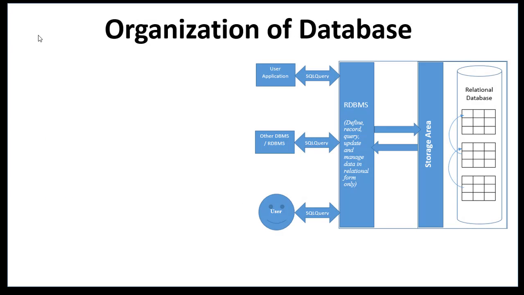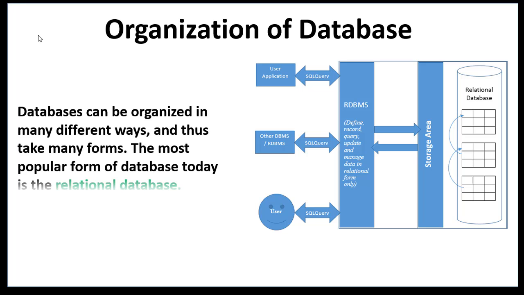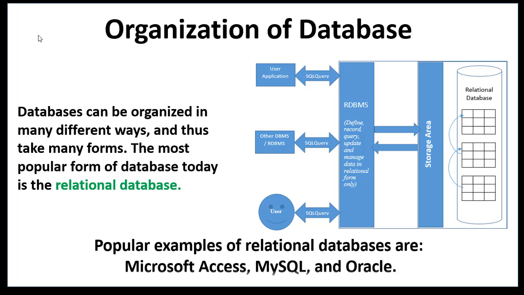What is the organization of database, or how is a database organized? A database can be organized in many different ways, and thus it takes many forms. The most popular form of database today is the relational database. Let's move on. Popular examples of relational databases are Microsoft Access, MySQL and Oracle.